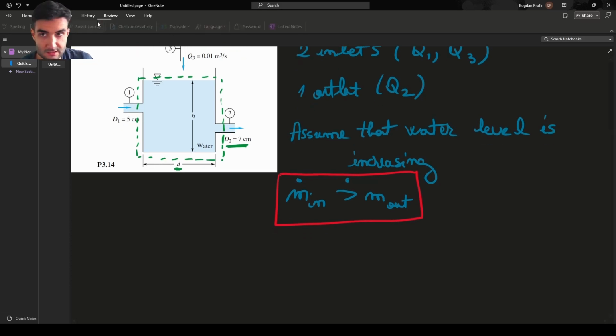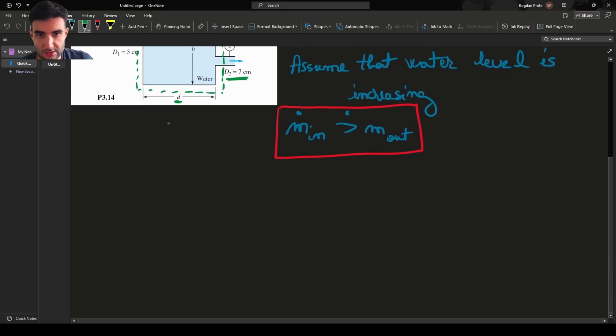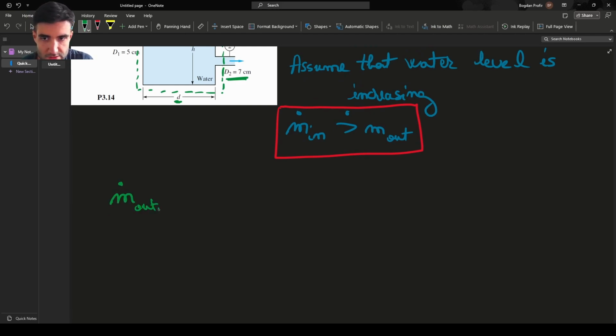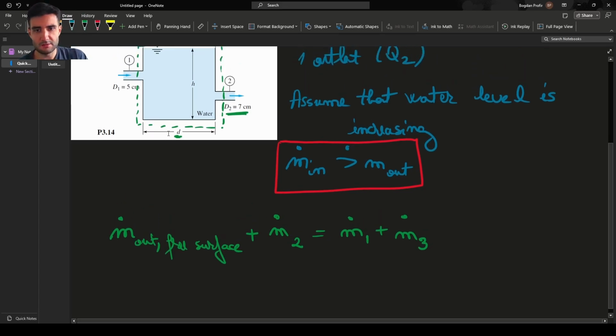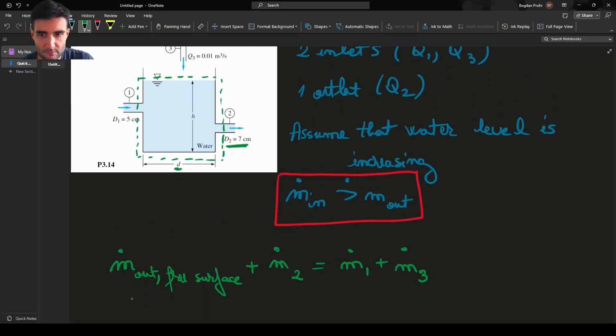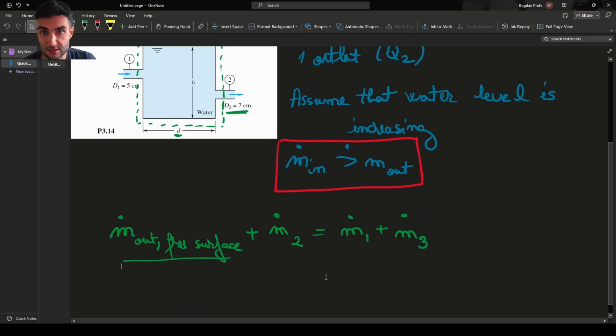But I'm going to make this assumption for now, and I'm going to say that the mass flow rate out through the free surface plus the mass flow rate out through outlet 2 is going to be equal to m1 plus m3. So in other words, I'm assuming that the level of the water in the water tank is increasing, and that acts as a mass flow rate out. So mass conservation is going to work in this way, and then we have to arrange the terms and see what this first term is going to be.